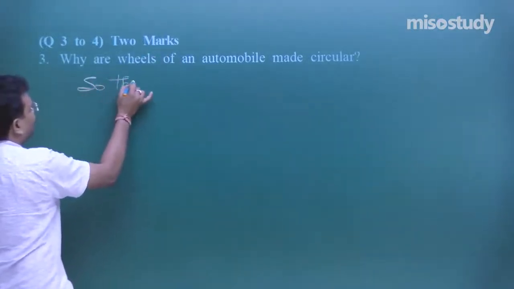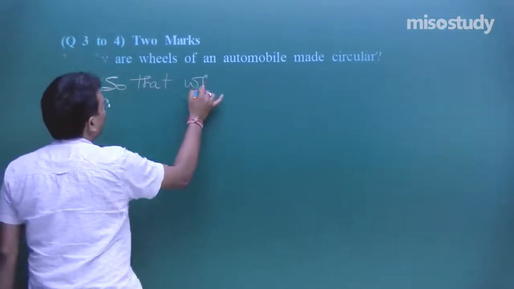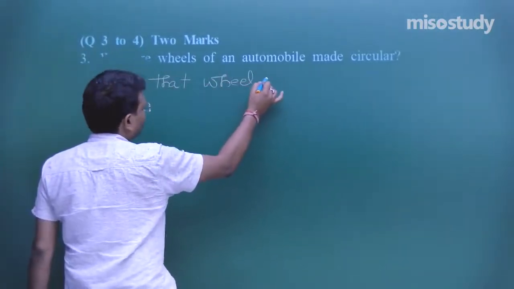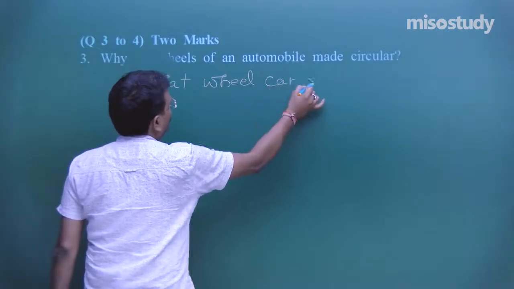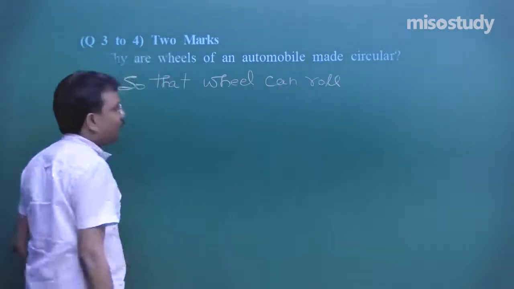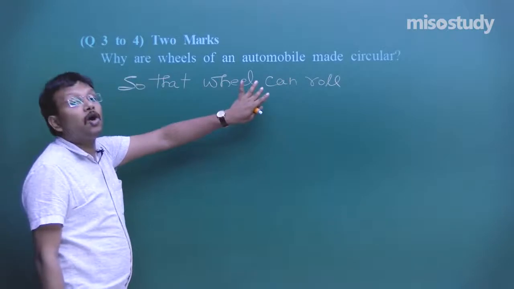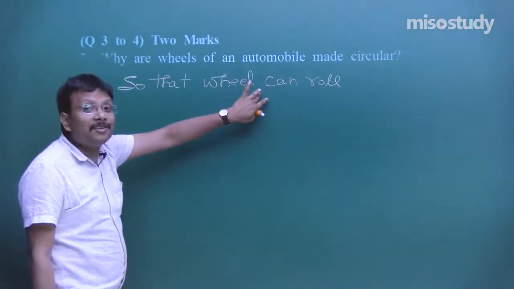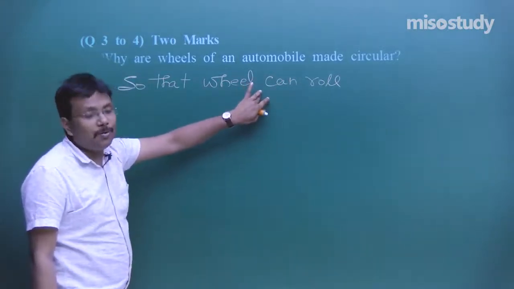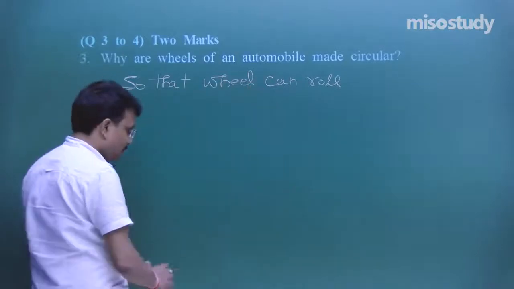So that the wheel can roll, and if it rolls, then what will happen? Rolling friction is less than sliding friction, so easy movement. Fine.